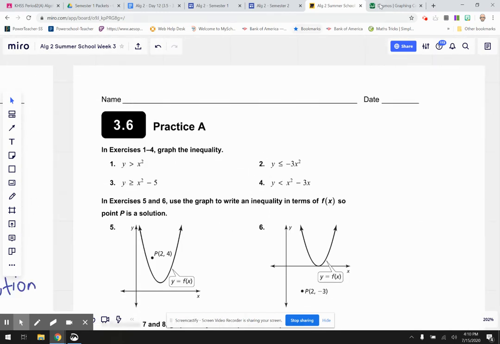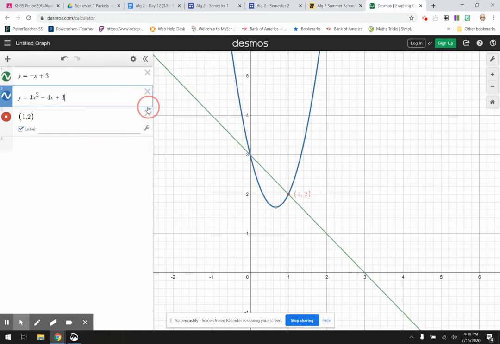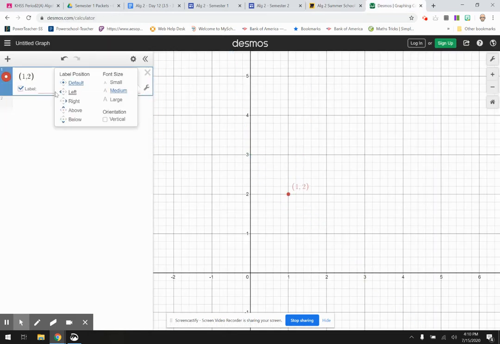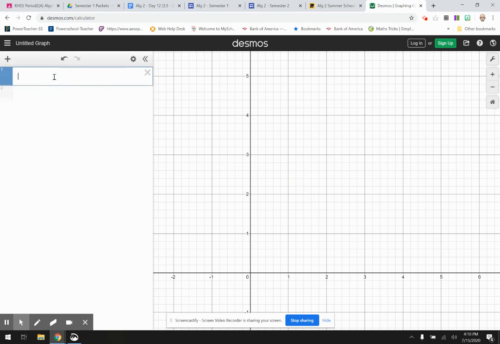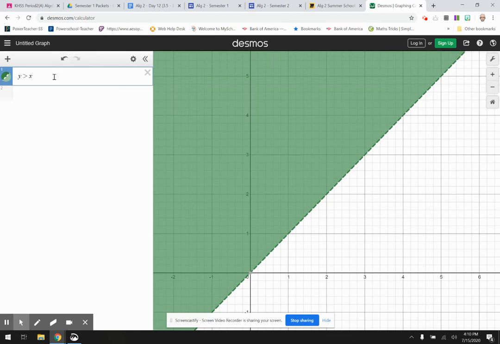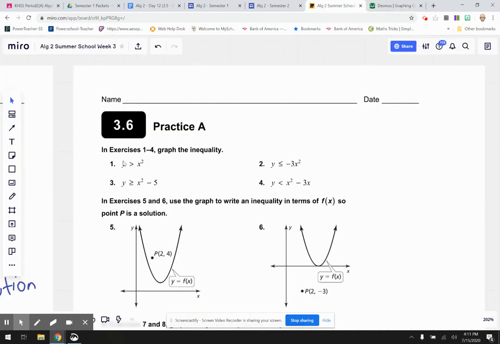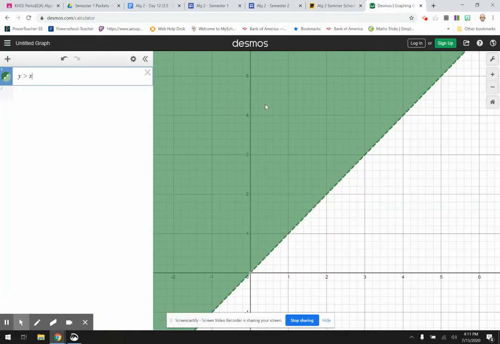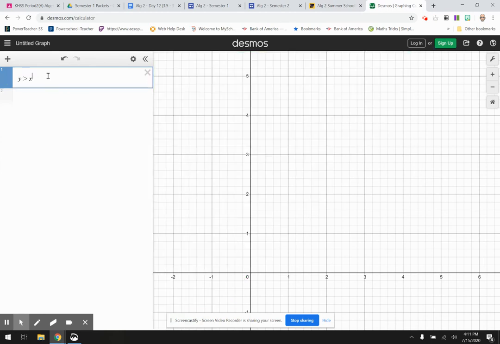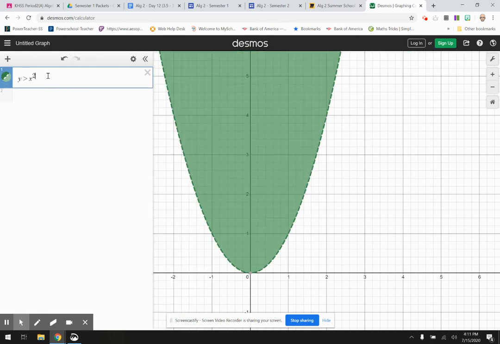Okay, so let's go to our Desmos. And they just said graph the inequality. So y is greater than x squared. So if I get rid of all this stuff, oops, okay, y greater than x would look like that. They want y is greater than x squared. So I gotta do the little shift 6 to get to the exponent, and it's squared.